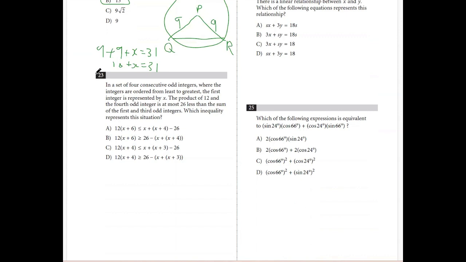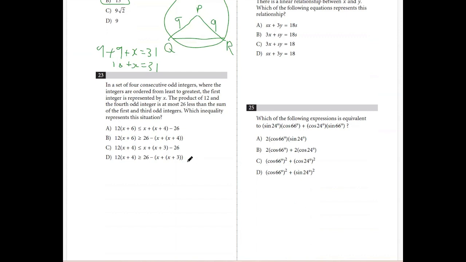Number 23. In a set of 4 consecutive odd integers where the integers are ordered from least to greatest, the first integer is represented by x. The product of 12 and the fourth odd integer is at most 26 less than the sum of the first and the third odd integers. Which inequality represents this situation?